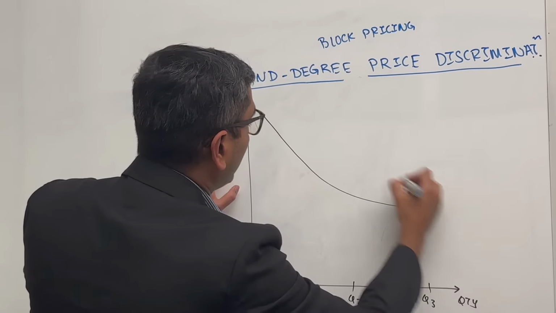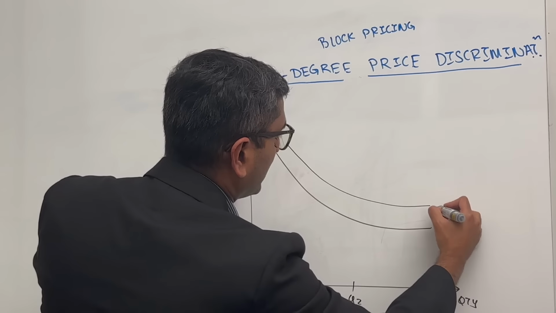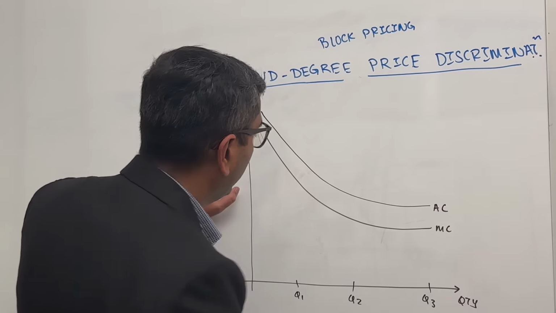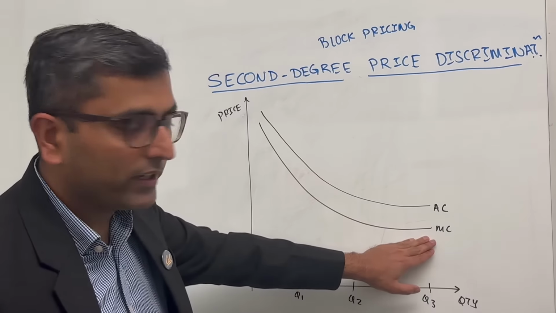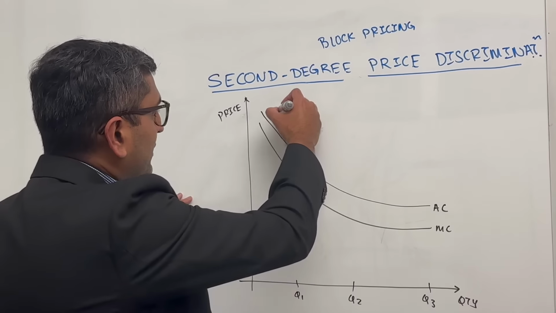When your marginal costs are going down, so let's say this is your marginal cost and this is your average total cost, yeah? So when your marginal costs are going down, then you can use this. Why? So let's look at our demand.